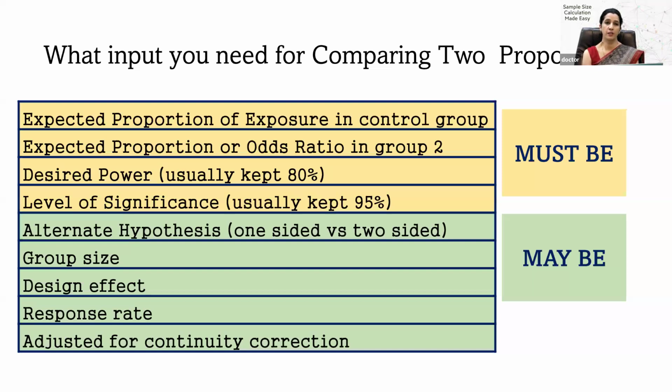And then response rate, you have to anticipate. If it is 100%, that's okay. But if you are expecting a lesser response rate, then you can multiply with the response rate and do the adjustment.